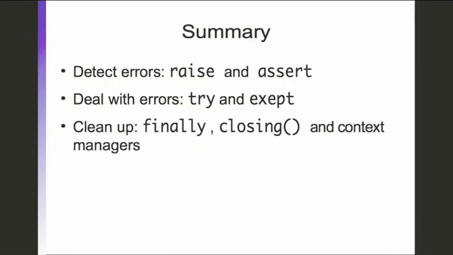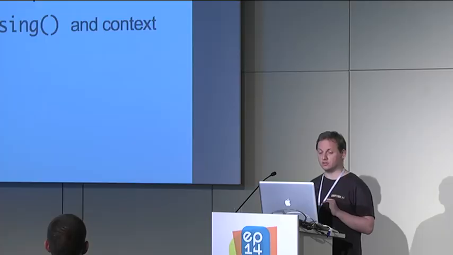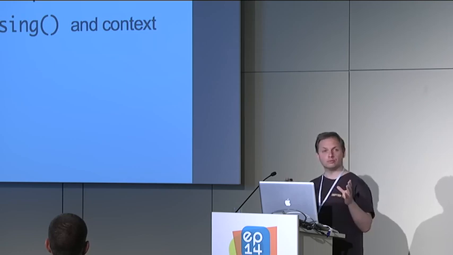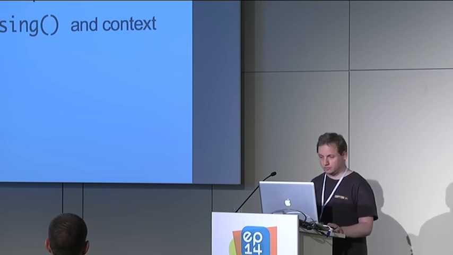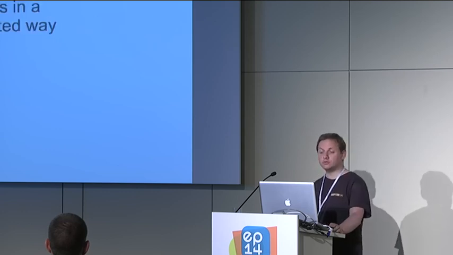So in summary, the gist of Python's exception handling is that you can detect errors with raise or assert. You can deal with errors using try and except. And you can clean up using finally, closing, or context managers. These are the tools Python gives you when you install it. Everything of this is already there. So the interesting part is now, how do I use all this in a solution-oriented way?